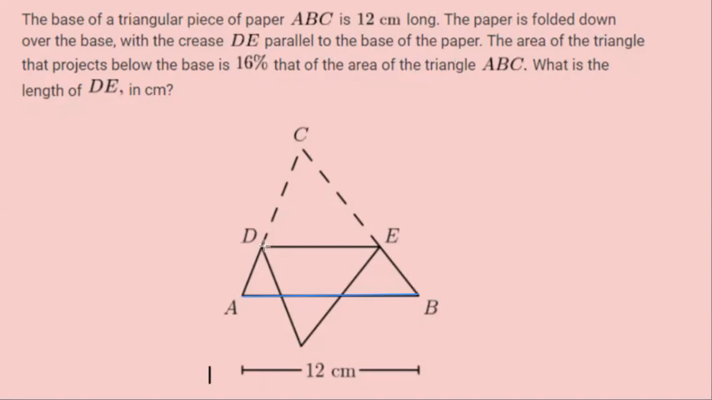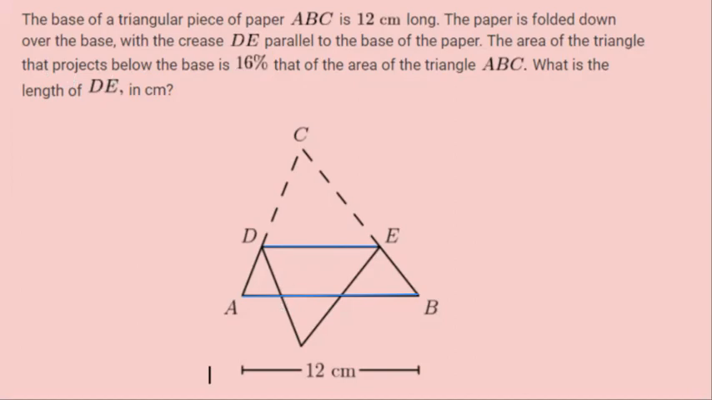Okay, so we are told that this DE is what we are actually using to fold it. So this triangle CDE is folding on symmetry. We are just taking this DE as the line of symmetry and taking this triangle and making the reflection. Okay. So the area of the triangle that projects below the base is 16%.